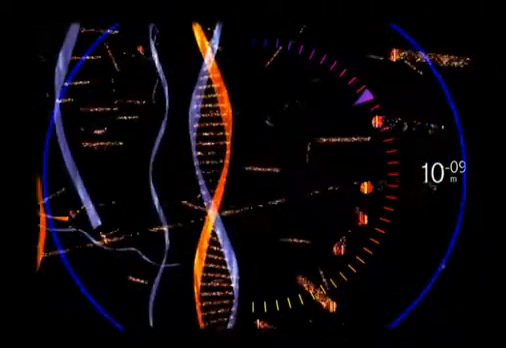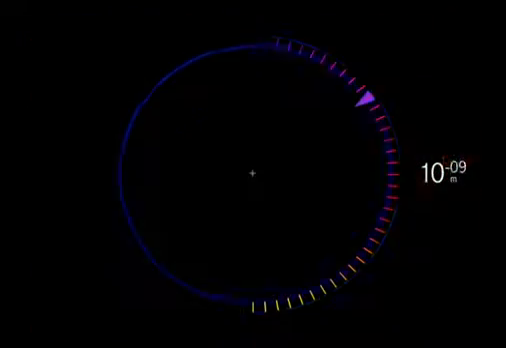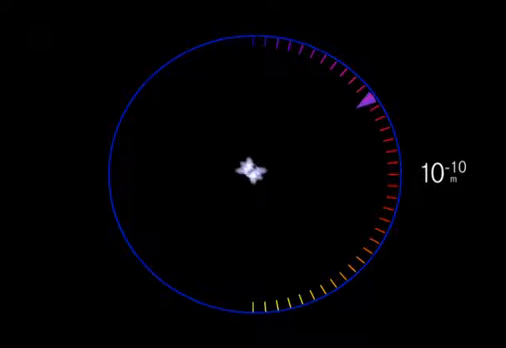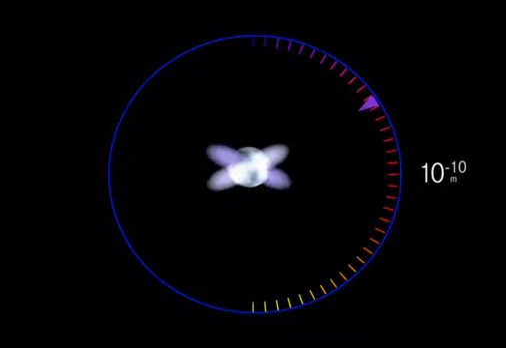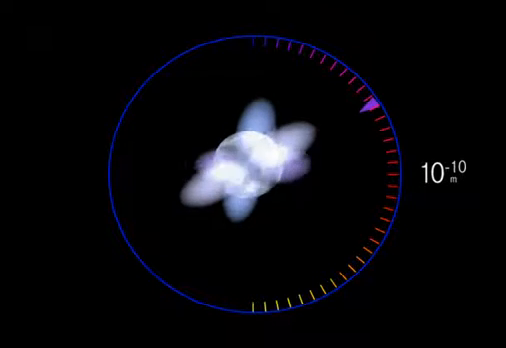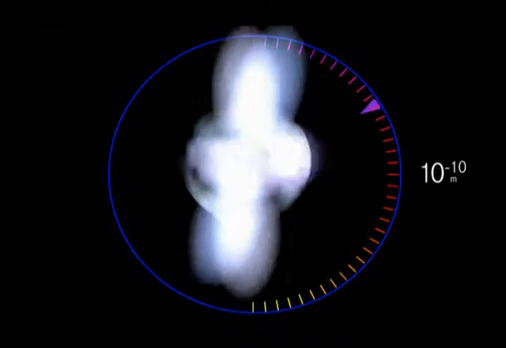At 10 to the minus 10, we enter the realm of the atom. This is what atomic physics is about. We encounter here an object that is the atom. These blobs around the object are its electron clouds, but we're going to continue to shrink in size.